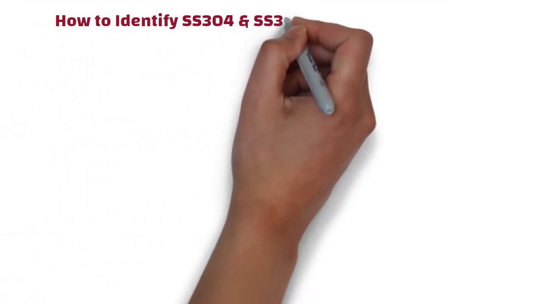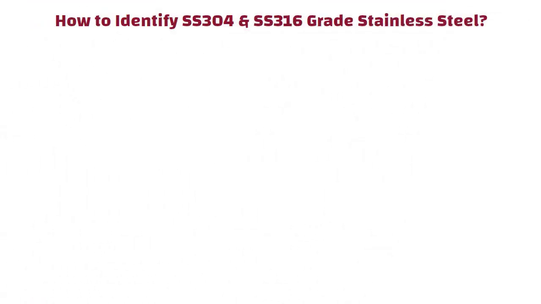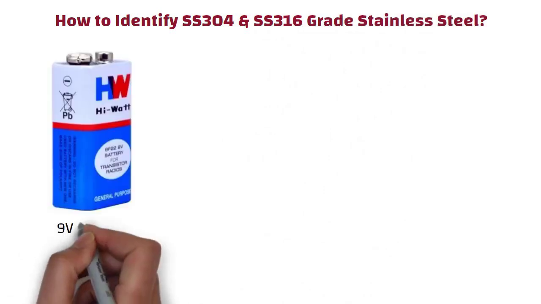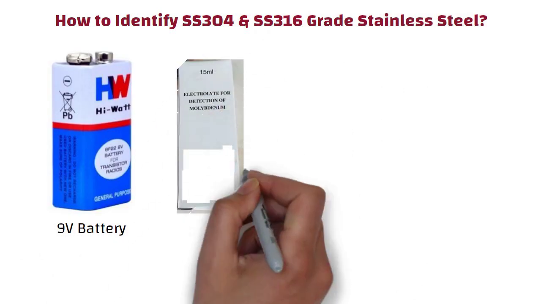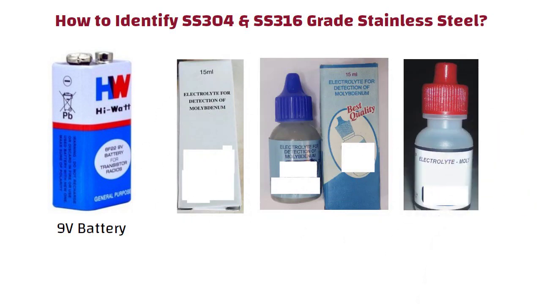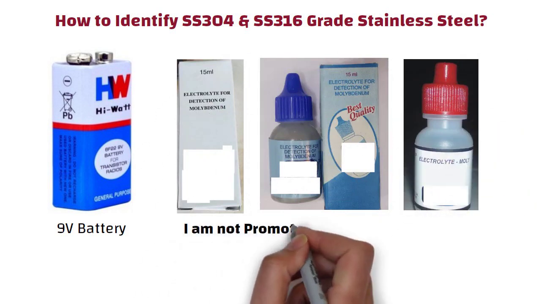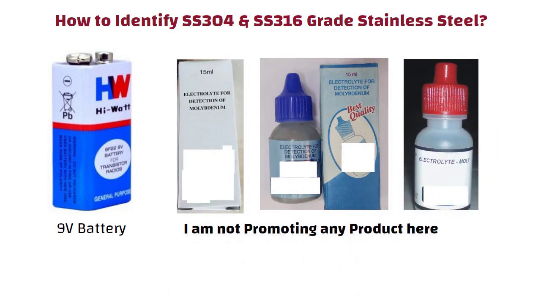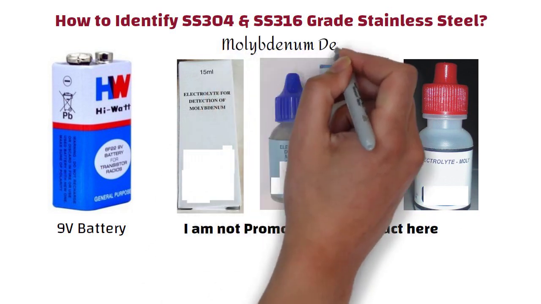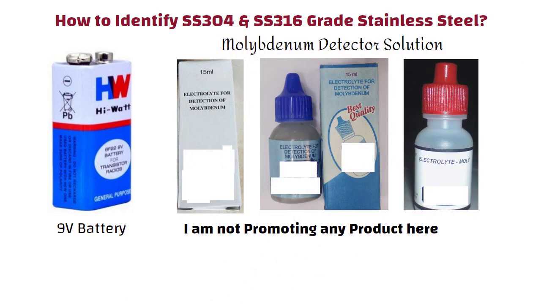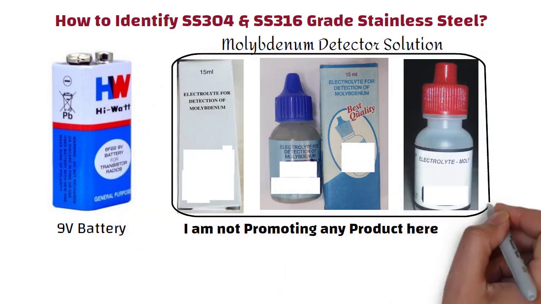Now let us understand how to identify SS304 and SS316 grade stainless steel. You need a 9-volt battery and there is a molybdenum detector chemical available in the market. Please note, I am not promoting any brand here. If you want to check similar chemicals, then you just have to type molybdenum detector solution on Google. You will get the list of chemicals. Just for showing image, I have shown these products.